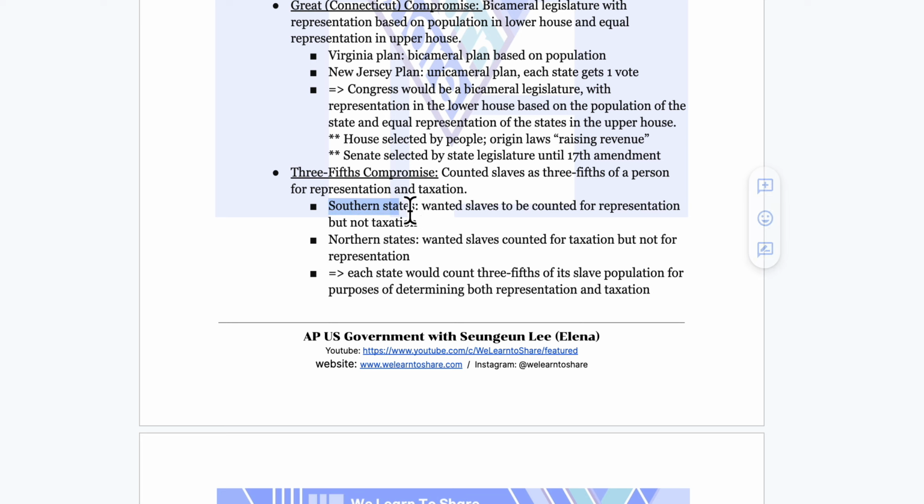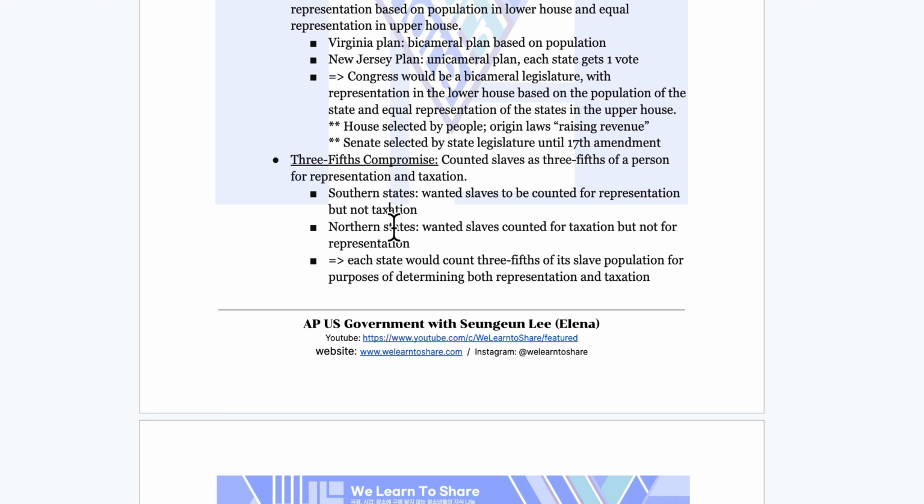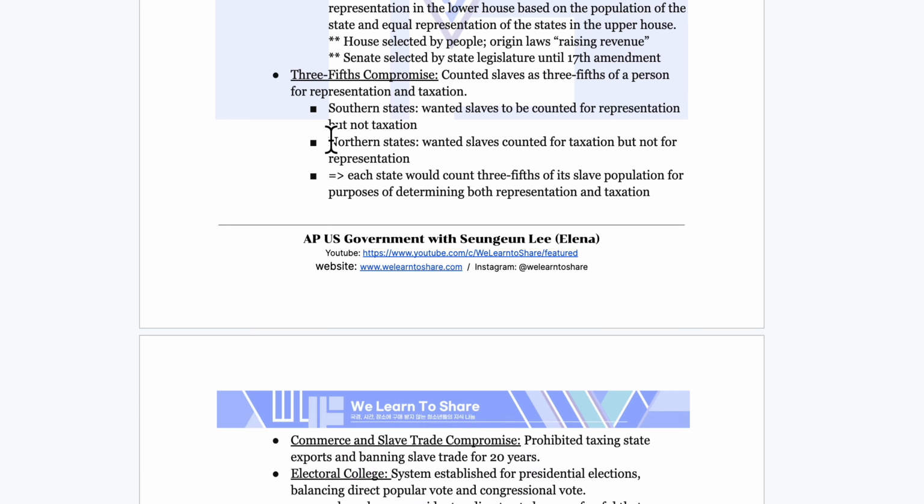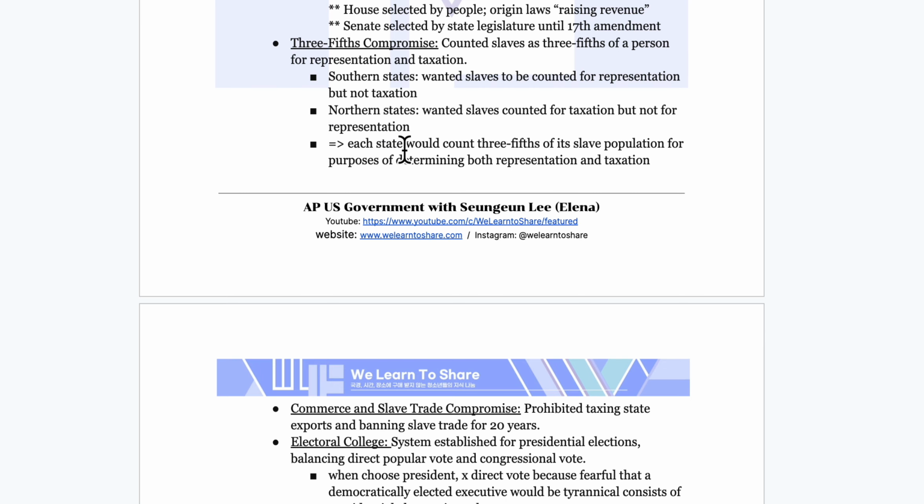This is basically because southern states mostly had plantation farming, so they made wide use of slaves, and hence they wanted them to be counted for representation so that they would be counted as part of the population, and there would be more representatives that they could send to Congress. But they didn't want taxation because they didn't want to pay more tax to the federal government. And everything was the exact opposite for the northern states, right? Hence, combining these two, each state would count 3/5 of its slave population for purposes of determining both representation and taxation. This is the 3/5 Compromise.